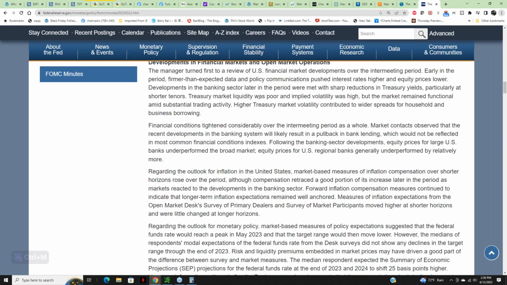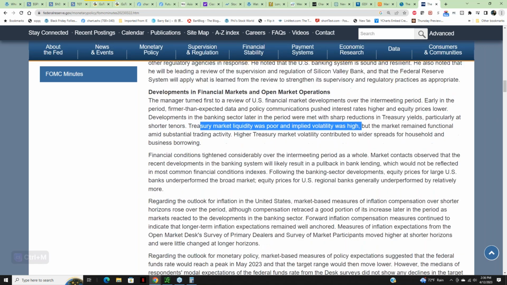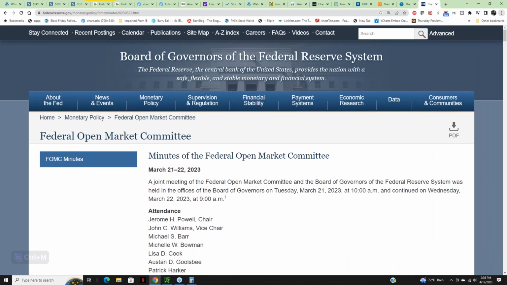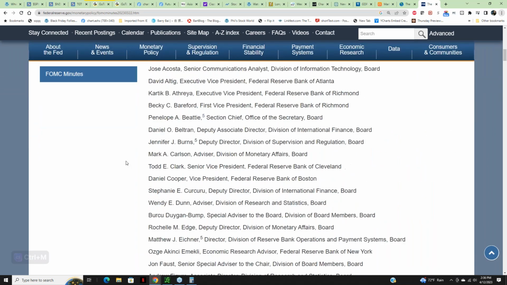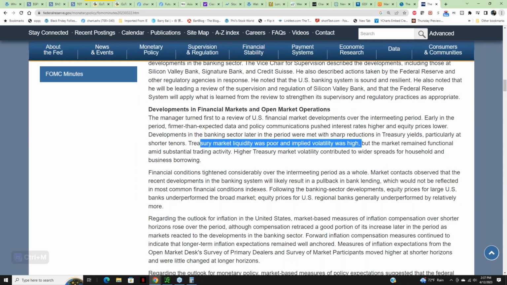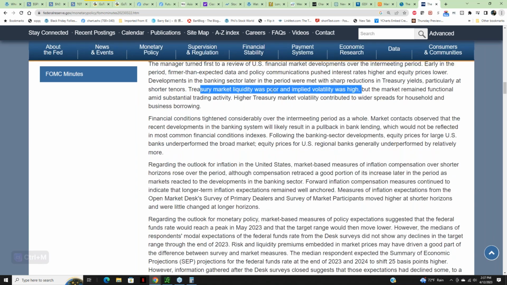Particularly, Treasury market liquidity was poor and implied volatility was high. These are not good things. But the market remained... Oh, and don't forget when it was. It's very important. You've got to be really conscious of when they were saying that. That was March 21st, 22nd. It was after... this is when we started buying. Right? March 22nd was the day that we bought a whole bunch of stuff.